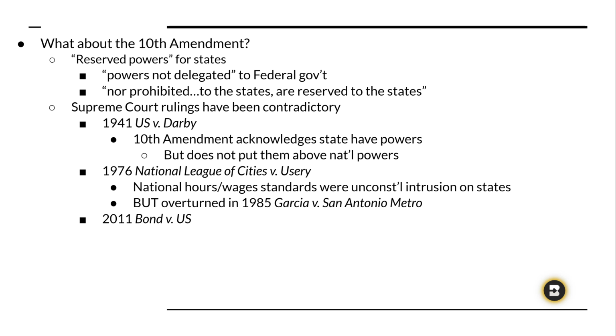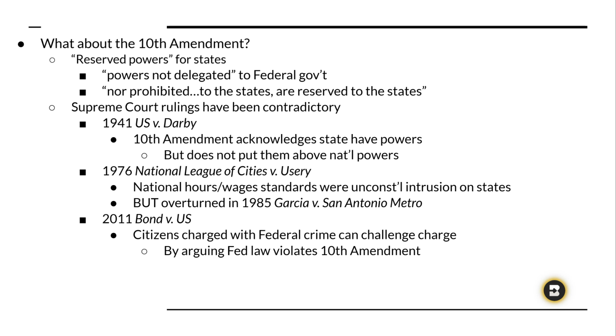Skip ahead to 2011 in Bond versus United States. The Supreme Court does make a mention of the 10th Amendment and the possibility that the federal government could overstep the 10th Amendment with federal law. But this is kind of a strange one because it specifically says that a citizen charged with a federal crime, and in this situation, think of a citizen who is doing something that according to their state's law is legal, but according to federal law is illegal, can challenge the charge by arguing in court that the federal law violates the 10th Amendment and is therefore unconstitutional.